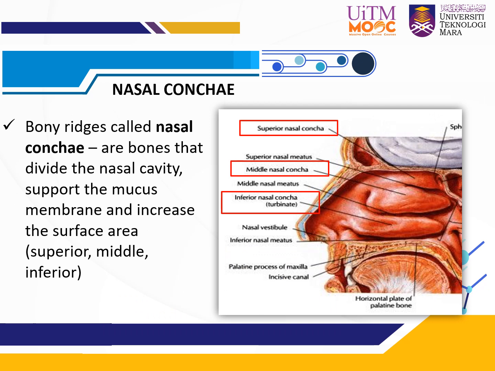Nasal conchae. Bony ridges called nasal conchae are bones that divide the nasal cavity, support the mucous membranes, and increase the surface area. It is divided into three parts. We have superior nasal conchae, middle nasal conchae, and inferior nasal conchae. Now superior simply means on top, inferior means below. So you can see the arrangement is top, middle, and below.